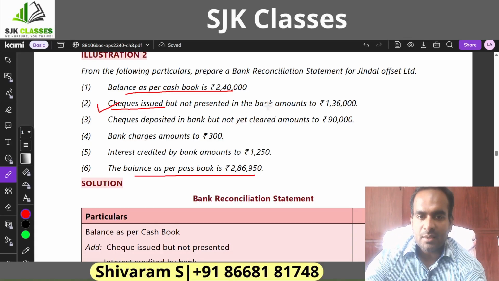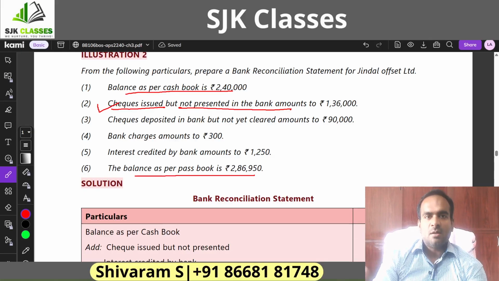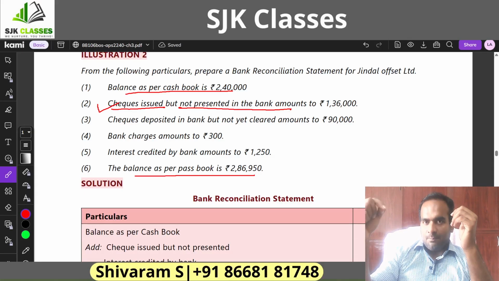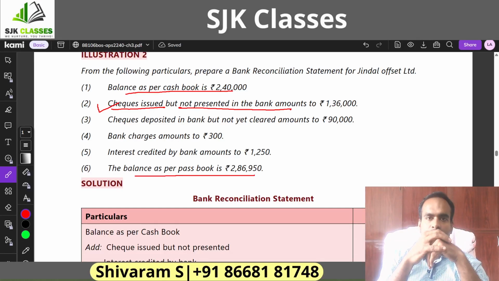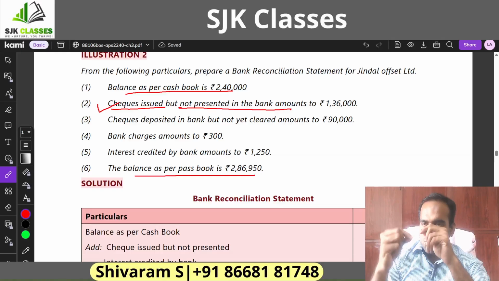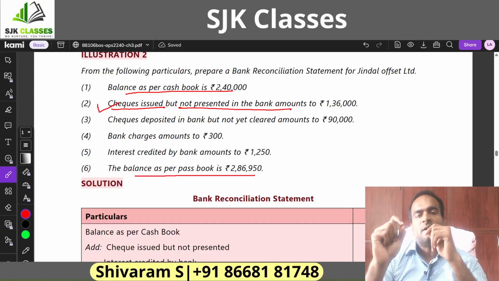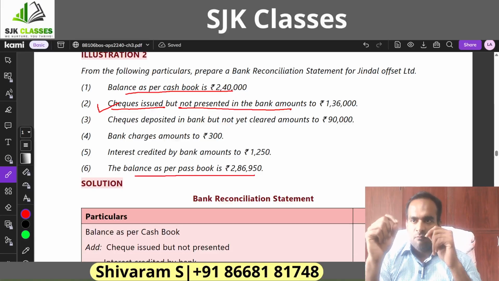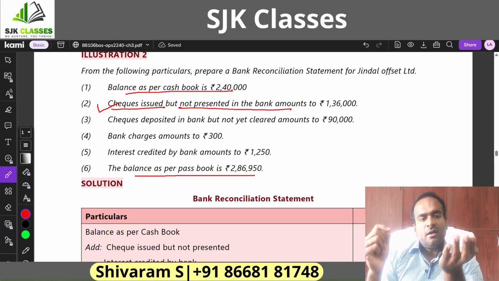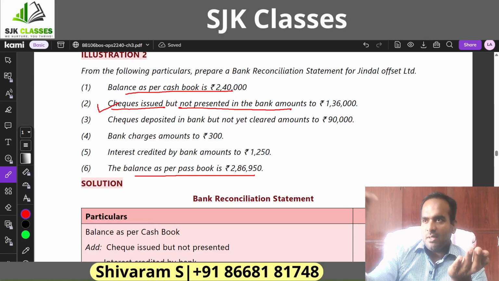Not presented in the bank. What is the meaning of this point? Not presented means that I have issued a check to my supplier, and the supplier has not deposited the check in his bank account. So when I issue a check, what happens? I will make an entry in the cash book immediately, right? When we issue a check, we are in control of the cash book. Once a payment is done, I will record the payment in my cash book.